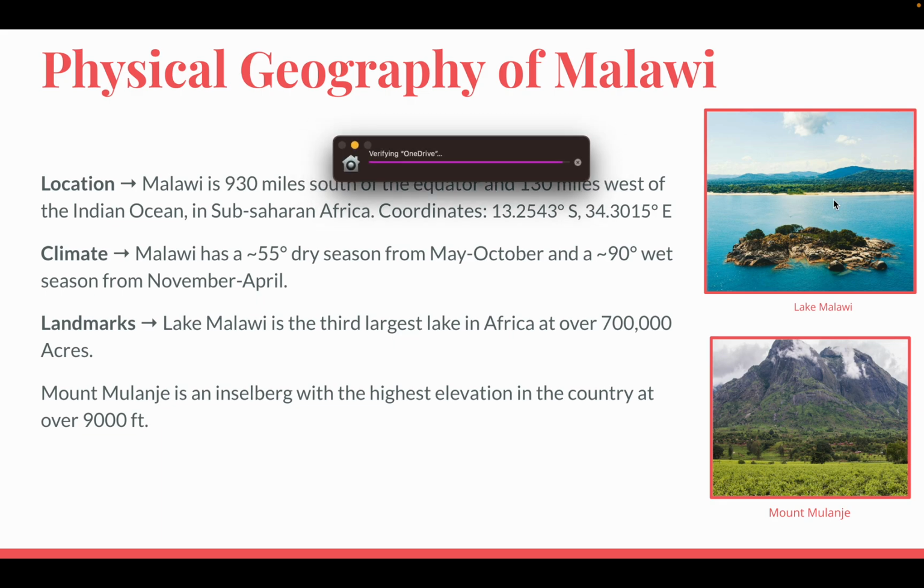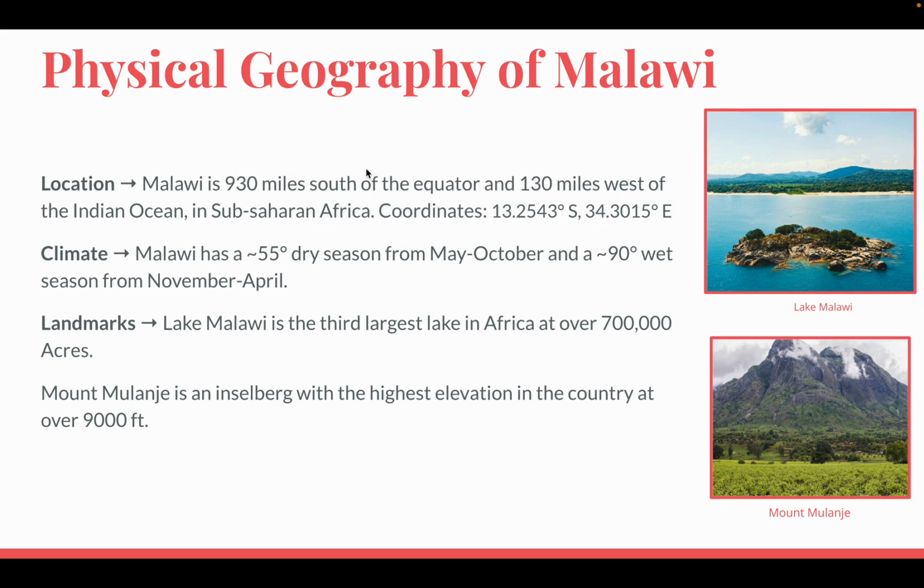So Malawi has a dry season from May to October, and it's about 55 degrees during that time period, and a wet season of about 90 degrees Fahrenheit from November to April. So as I was talking about with the food shortages, Malawi has a very ranging climate that presents a lot of problems for the people that live there.